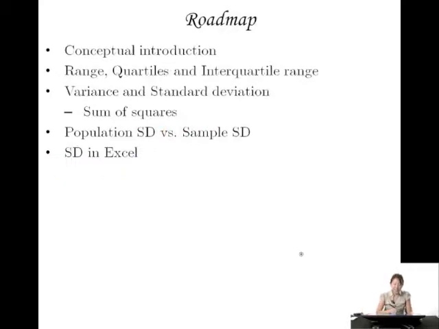All right, so we're going to start off with just a conceptual introduction to the different kinds of ways that you could measure variability. Then we're going to talk about range, quartiles, and interquartile range. Then we're going to talk about variance and standard deviation. And in particular, we're going to focus a little bit on the concept of sum of squares. Then we're going to talk about population standard deviation versus sample standard deviation and talk about the differences in their formulas. And then we're going to calculate standard deviation in Excel. All right, let's get started.